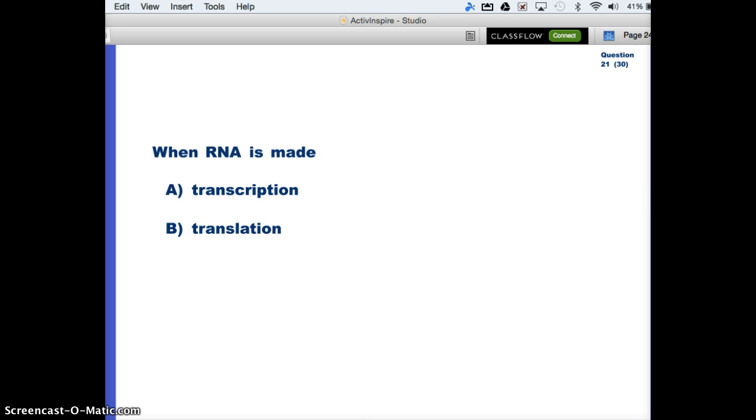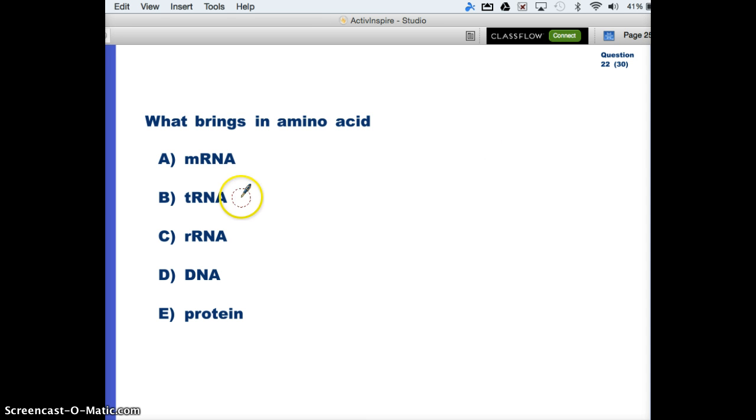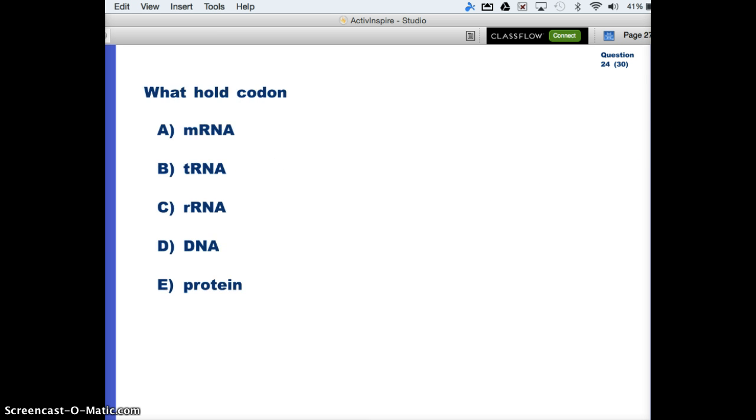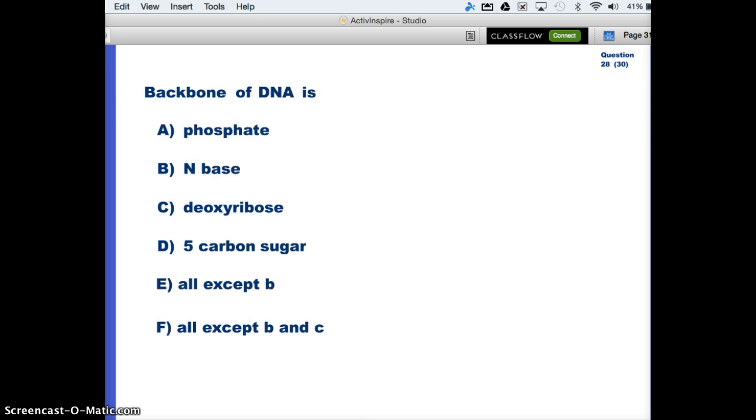RNA is made during transcription. tRNA brings in the amino acids. RNA is made from DNA. The codons are found on mRNA. mRNA leaves the nucleus. tRNA holds the anticodon. Amino acids combine to form protein. Amino acids are the building blocks of protein.